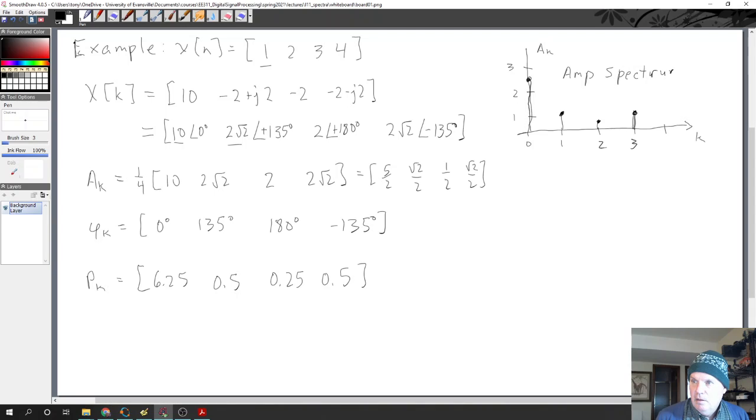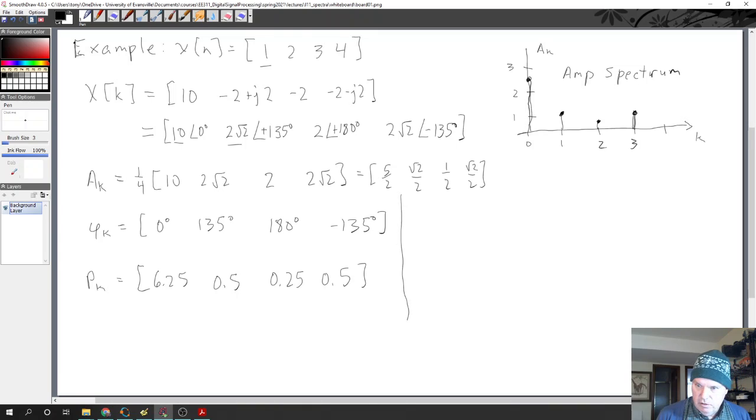And again, the value of this versus working with X of k directly is that A of k are all real values, so I can actually plot them. They're really related directly to the magnitude of X of k. And then I could also plot the phase angle or even the power spectra similarly.